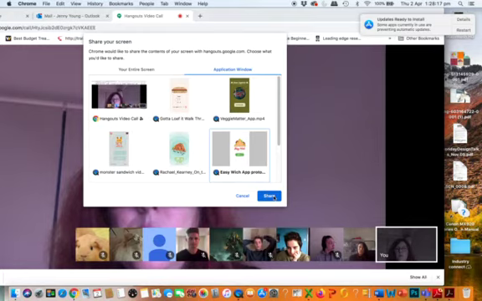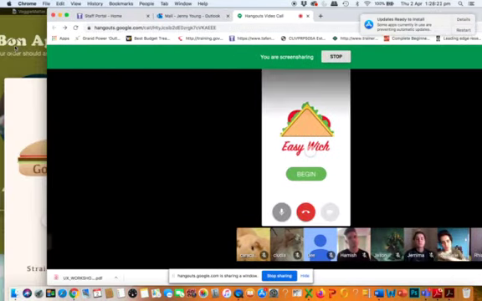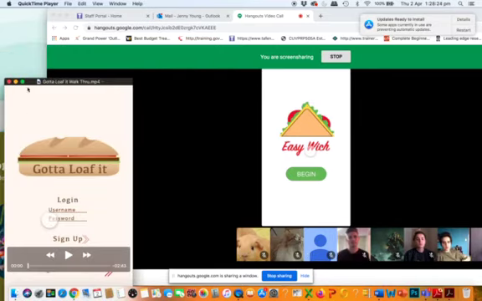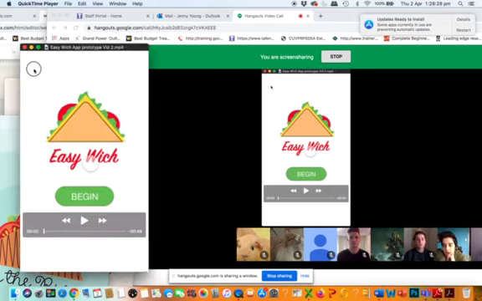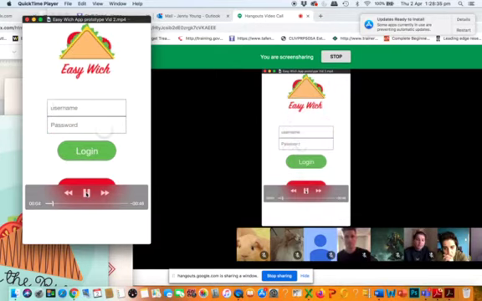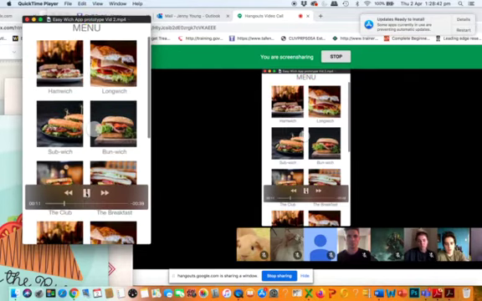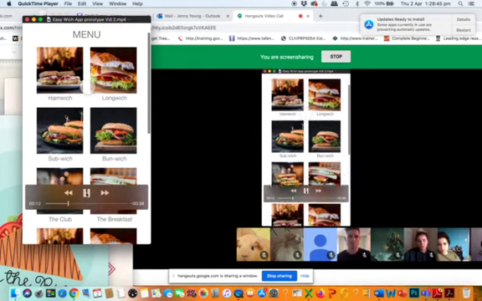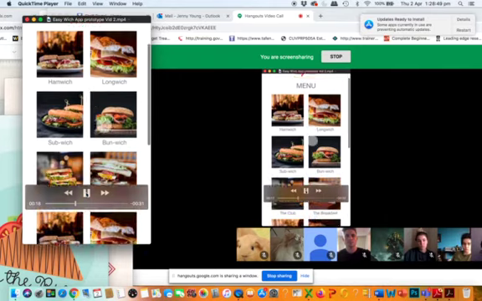So this one's called Easy Witch. So you can maybe guess what kind of audience they were aiming it at. So you do need to just define, before you start designing, you need to state quite clearly who this app's intended users are. So just have a look at that. There's your login screen. And look, we've got a choice of Express or your choice. Some ingredients.